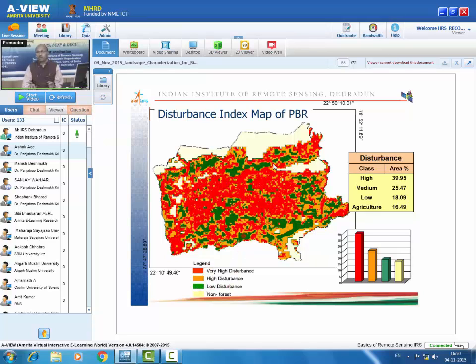If you see in the previous fragmentation map also, you had these green patches here and there which were intact. That means not disturbed, not fragmented. So those areas are good for conservation.